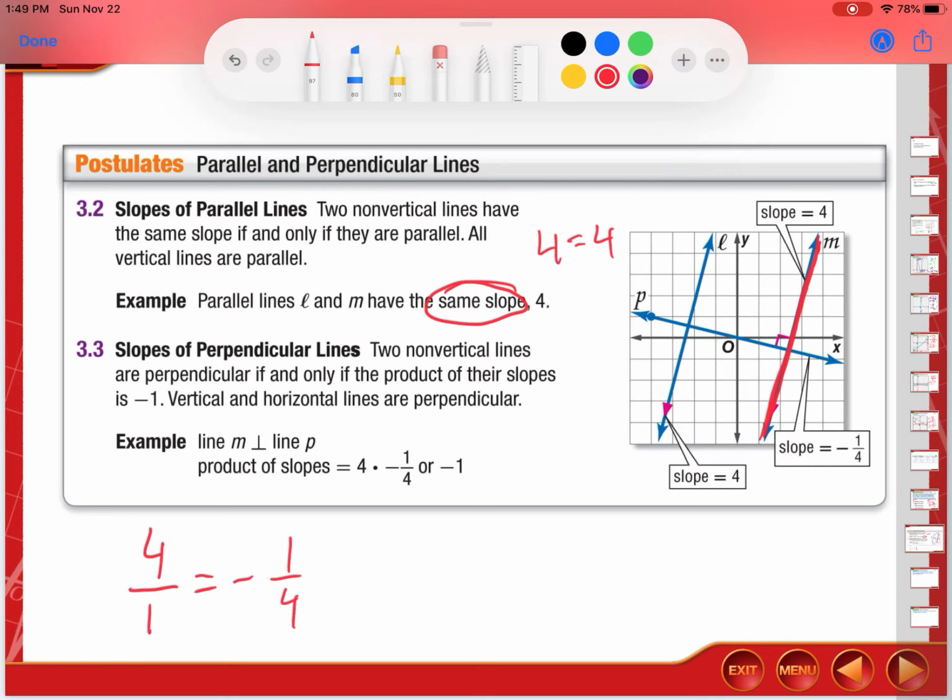So for it to be perpendicular, we would have to have a slope of -1/4, which is what this line P is. You can see they cross at a 90-degree angle. So this is just a rote memorization thing. You have to know that perpendicular lines have the opposite inverse slope. So you flip it and you add the negative to it.